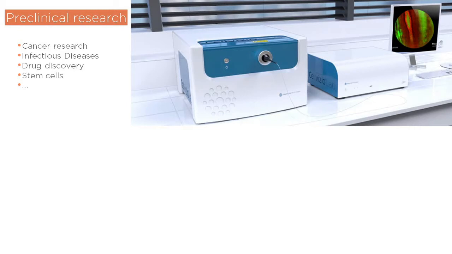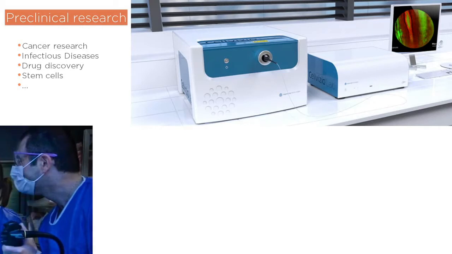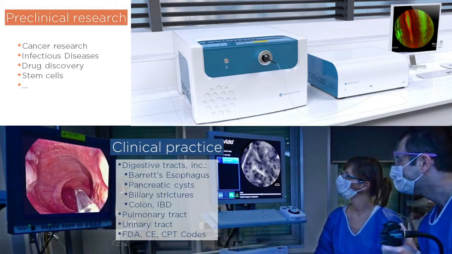So the technology is being used in preclinical research. This is our instrument, Cellvizio dual band, for different types of applications in different fields of research, like cancer research, infectious disease, drug discovery, stem cells, etc. But the technology has also been cleared for the clinics for certain indications, in particular to analyze the digestive tract, pulmonary tract, and urinary tract.